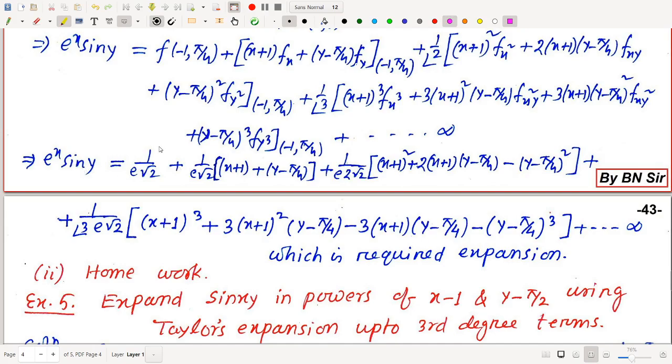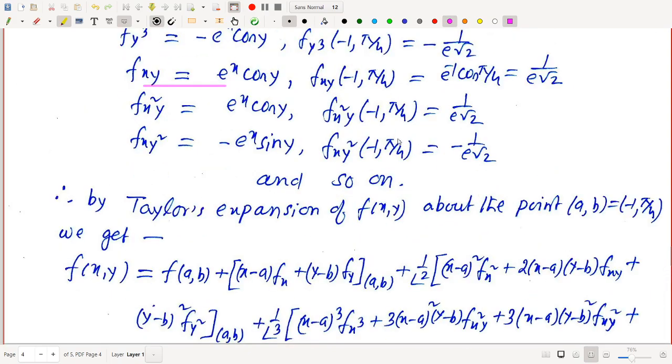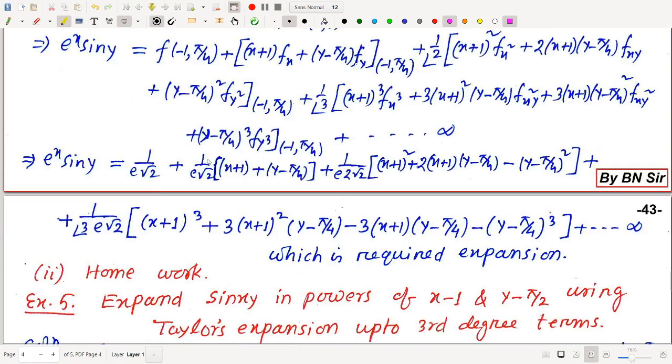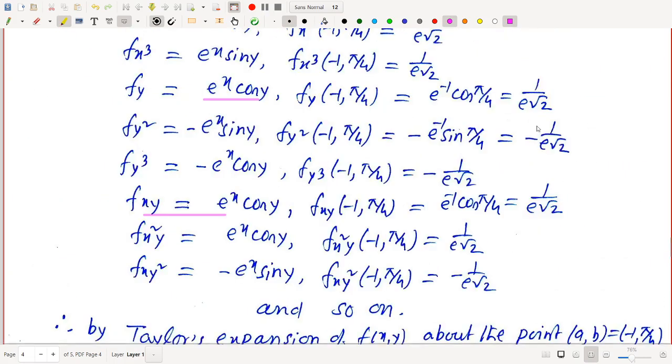The expansion of e to the power x sin y: the first value was f(a, b), which we have seen is 1 by e root 2, the constant term, plus... Then all the derivatives' numerical values are 1 by e root 2. So I have taken 1 by e root 2 common, then (x plus 1) plus (y minus pi by 4), and then 1 by 2 factorial, but 2 factorial is 2, so we have written 1 by e into 2 into root 2, bracket (x plus 1) square plus 2 into (x plus 1)(y minus pi by 4) minus (y minus pi by 4) square, plus 1 by 3 factorial e root 2. 1 by e root 2 is taken common because all the partial derivatives' numerical value was 1 by e root 2, and then the plus and minus signs are substituted.